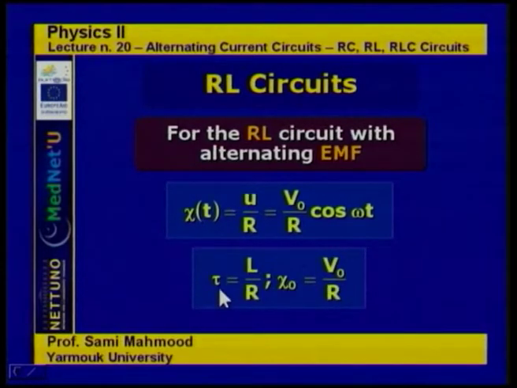And here we obtain the same general solution, but we can replace it in the case of RL. We can replace the time constant tau, which is equal to L over R, and chi naught in the case of RL is simply V naught over R. So if we substitute these in the known general solution, we can get the right solution for the RL circuits.